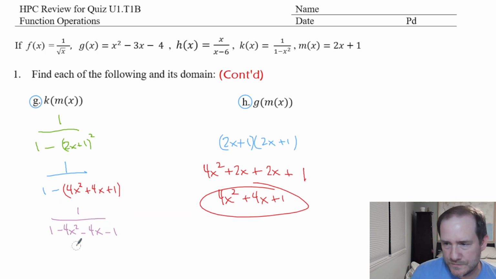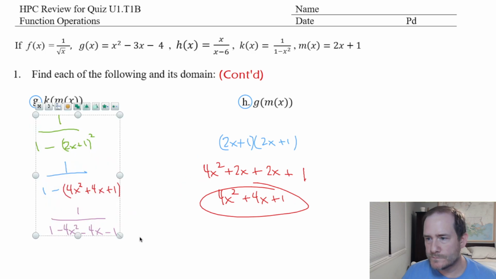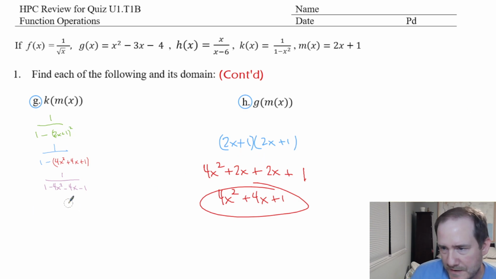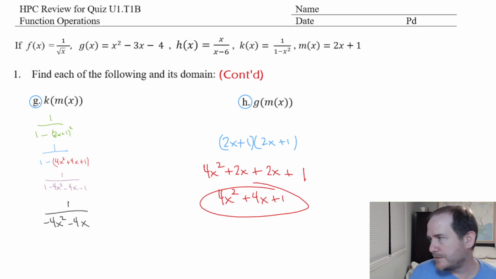That'll lead us to needing more space. So after that lavender colored step, you now have 1 over negative 4x squared minus 4x. And of course 1 minus 1, those cancel out. So at this point, I'm not loving the way this looks. I can definitely clean this up more.